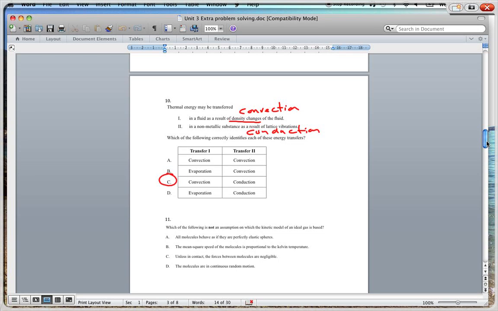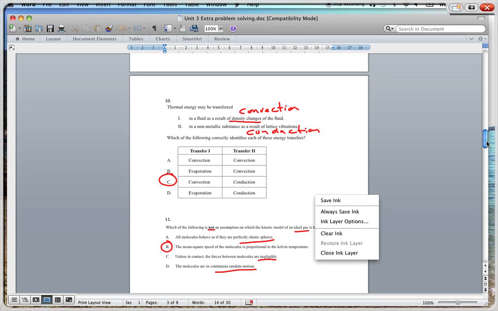Going on to question 11. Which of the following is not an assumption on which the kinetic model of an ideal gas is based? And it's B. All the others: perfectly elastic spheres, the forces between them are negligible unless they're in contact, continuous random motion. All of those are correct. Only B is not one that we use.